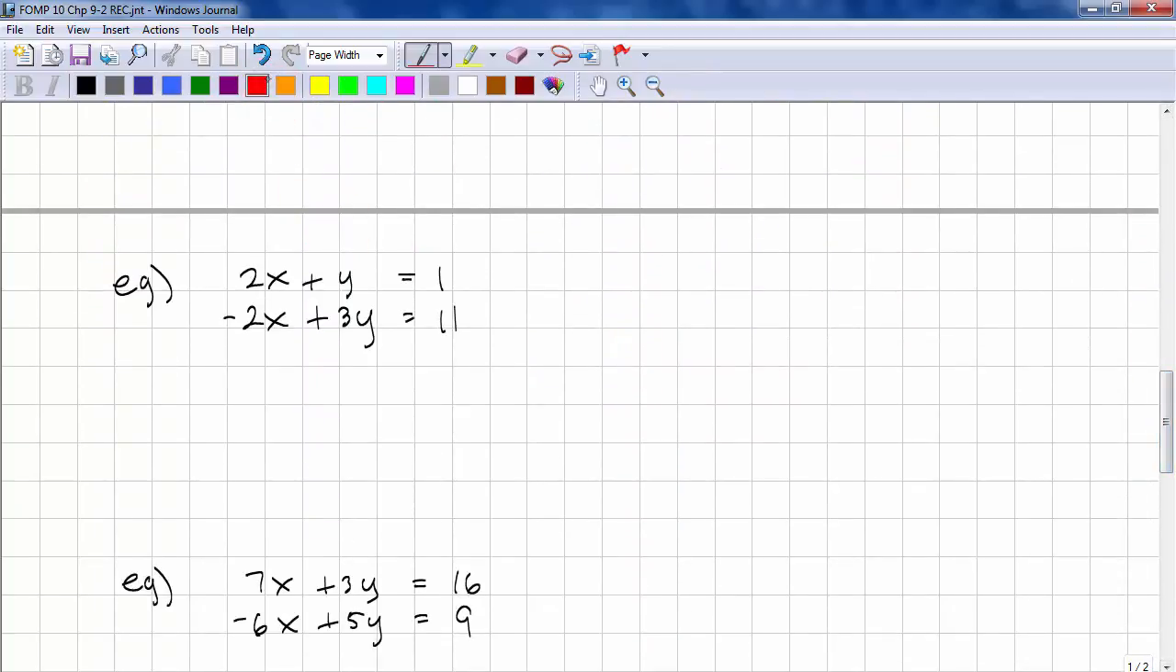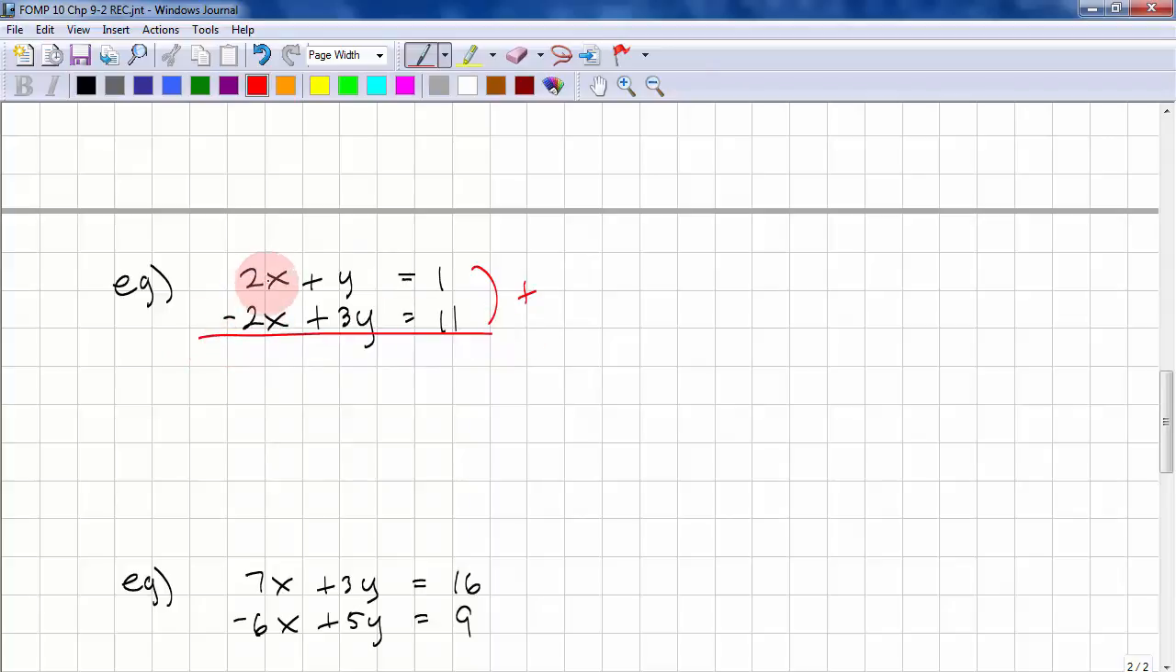Let's look at another example. And you should try this on your own. And then pause it and look at the solution. So what's easiest to eliminate here? We don't have to do anything. We just have to add, because these two are opposites.